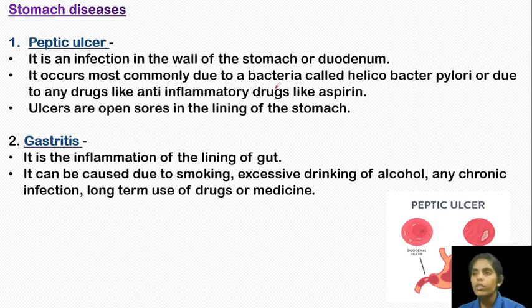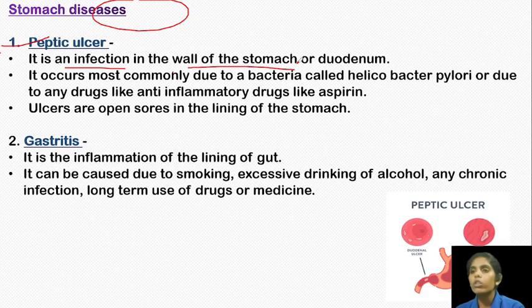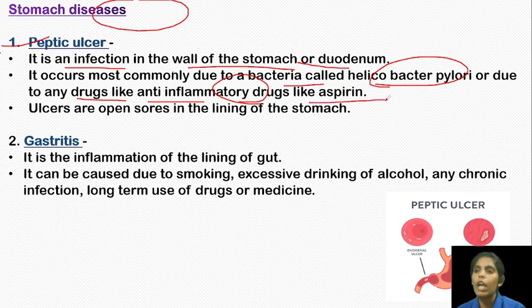Now coming to the diseases associated with the stomach. First one is the peptic ulcer. It is an infection in the wall of the stomach or the duodenum, and it is caused commonly by a bacteria called Helicobacter pylori, or it may also be caused by anti-inflammatory drugs like aspirin.